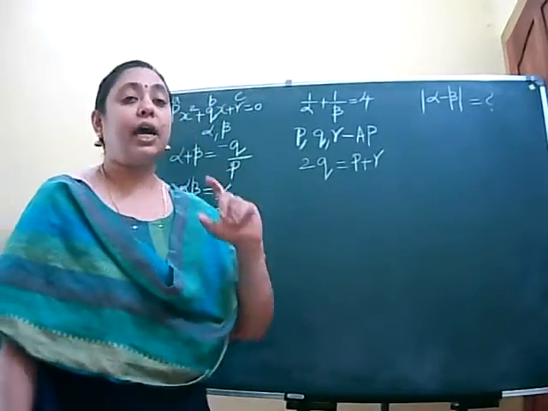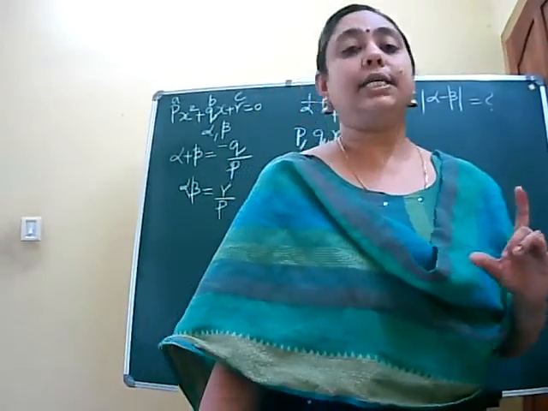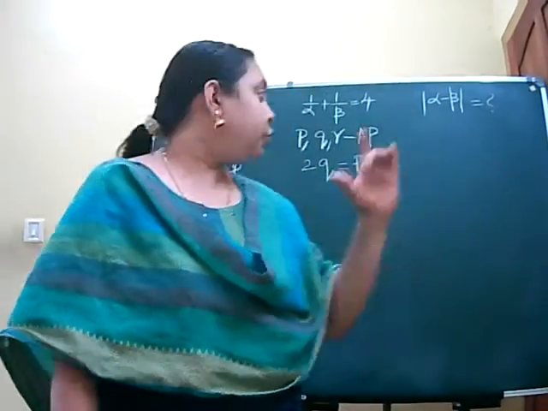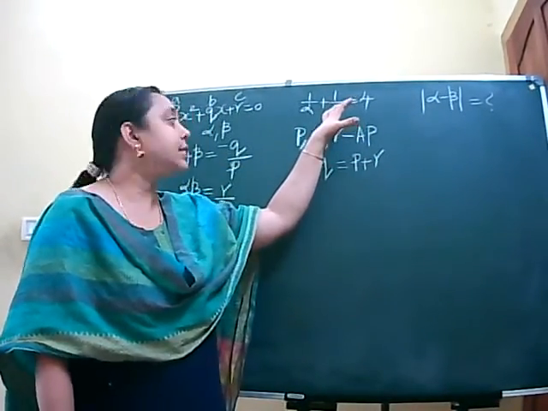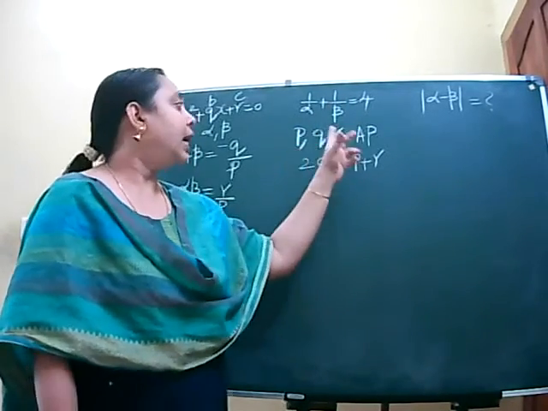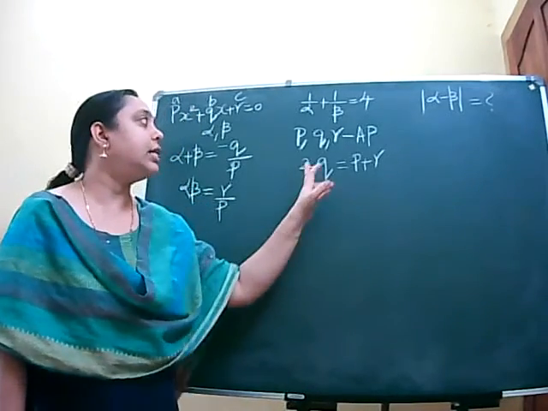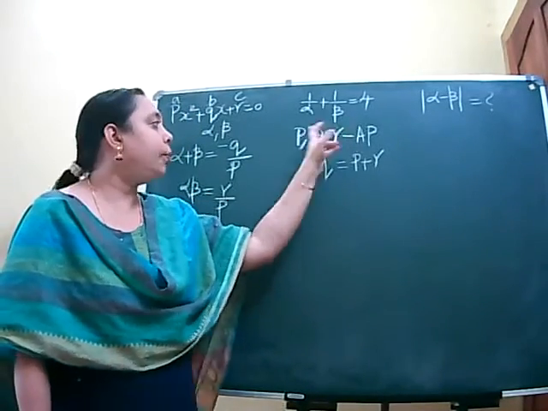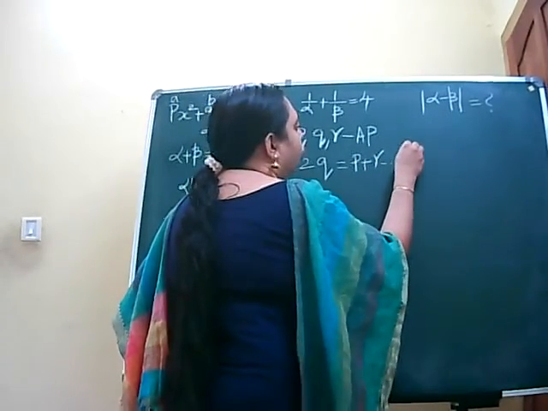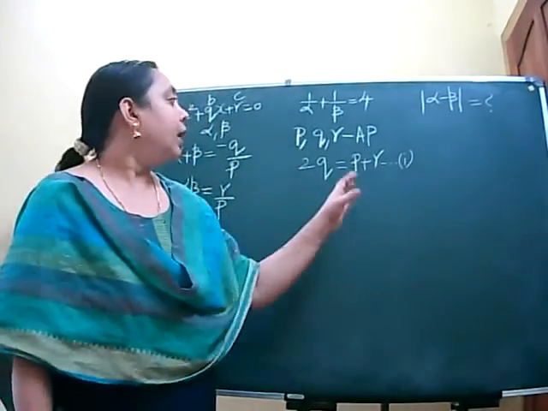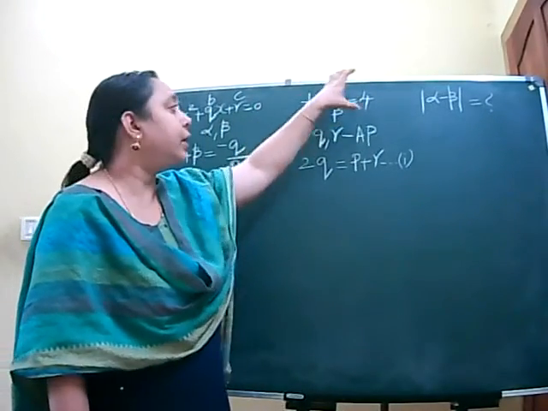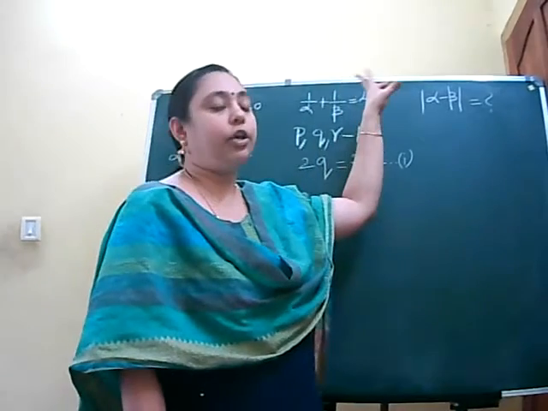That is, when three numbers are in arithmetic progression, 2 times the middle term is equal to the sum of the first and last term. Here we apply that property, then we get 2q is equal to p plus r. Then we call that equation 1.